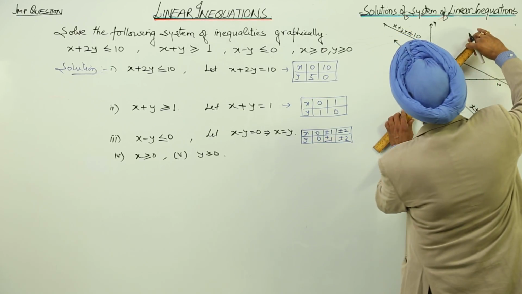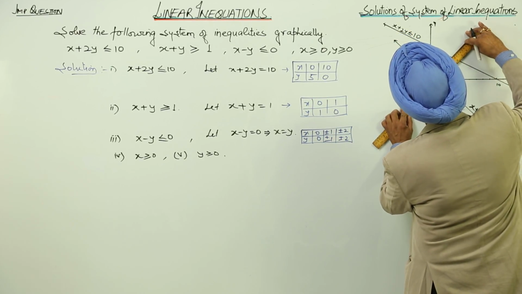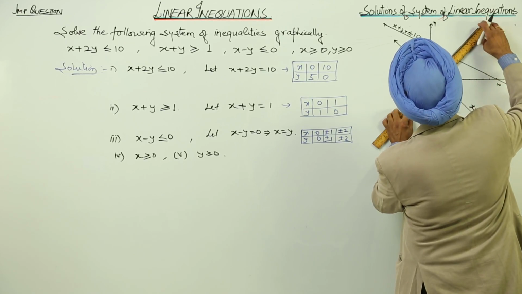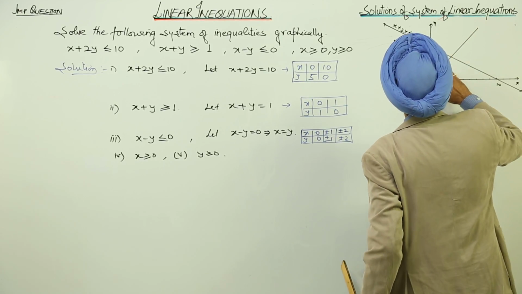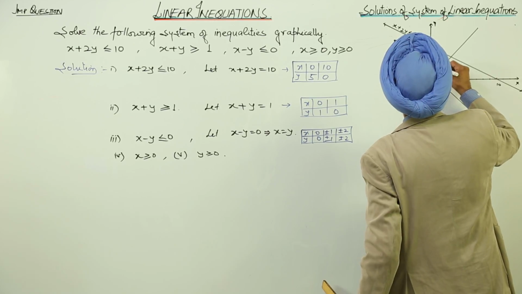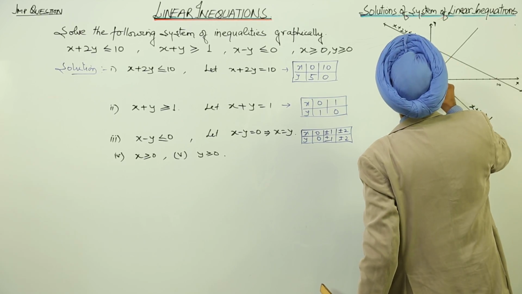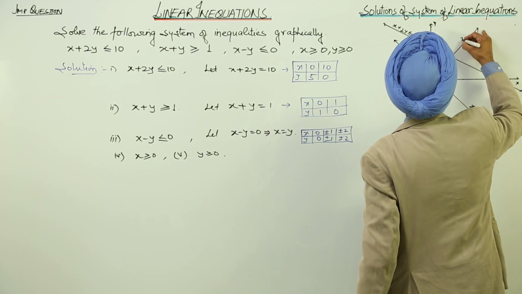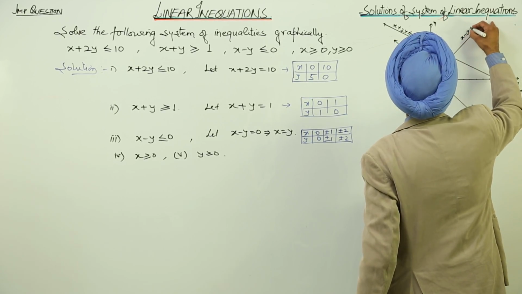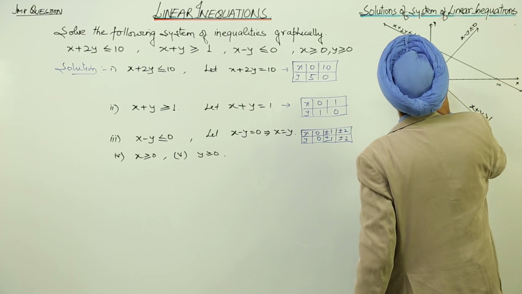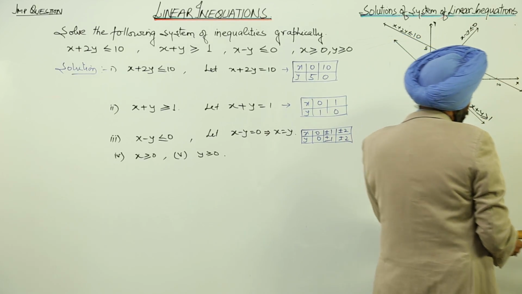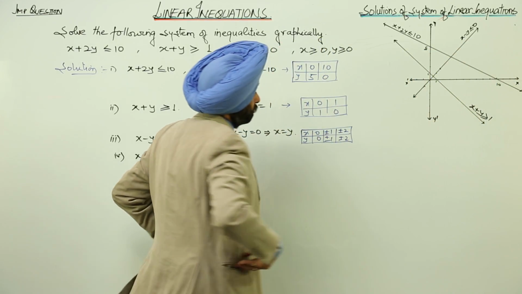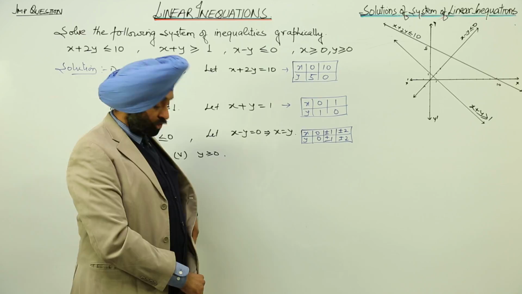Now this becomes a line passing through the origin. Okay, so we are having this point, then we are having this point like this one. x minus y is less than or equal to 0. So we are having 3 different types of lines. Now let's check the shading part.